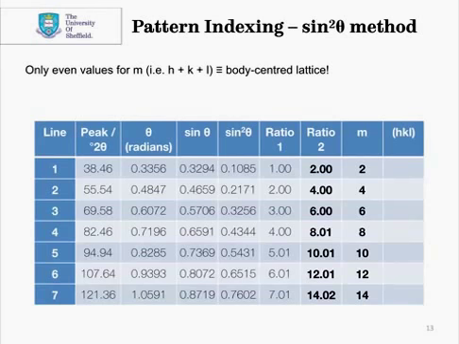What you can notice from this is that h plus k plus l, which is effectively our m value, they're all even numbers. So if they're all even values for m, that means that what we're looking at is a body-centered lattice. There are other rules for different types of lattices, but in this case it's a body-centered lattice, which fits with what we were expecting.